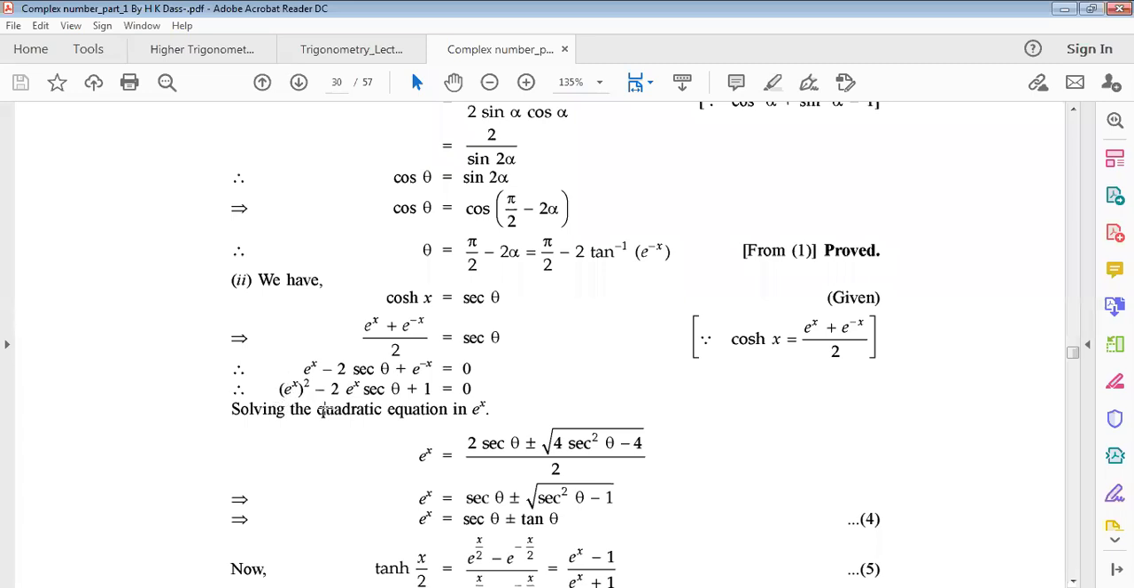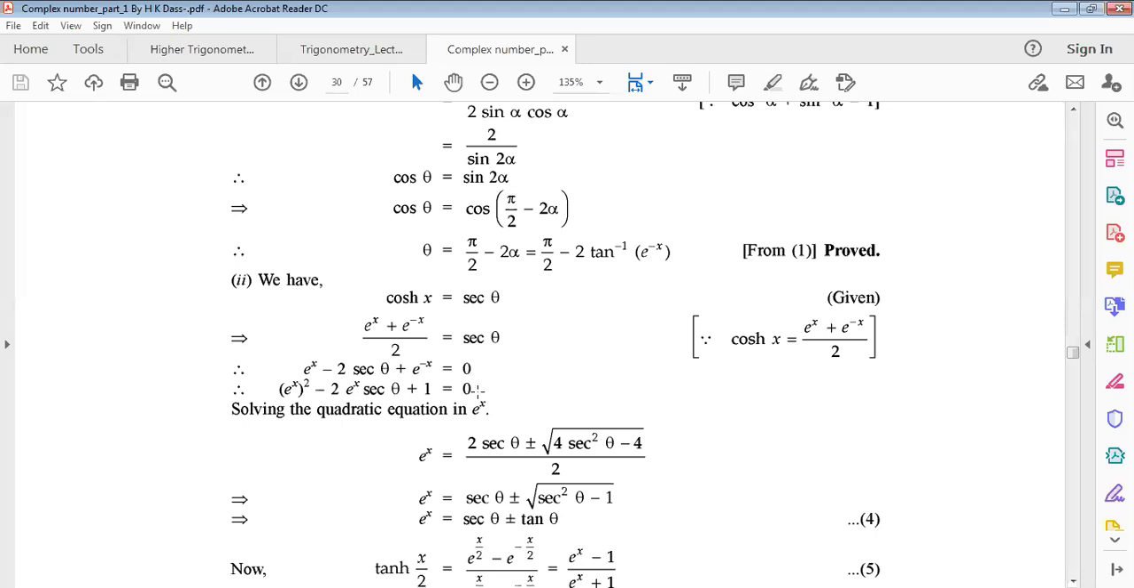Then we get (e to the power x) whole square minus 2 e to the power x sec theta plus e to the power minus x into e to the power x, what? Only 1. E to the power 0 means 1. Now solving the quadratic, this is the quadratic equation of e to the power x, x square plus bx plus c, the standard quadratic form.